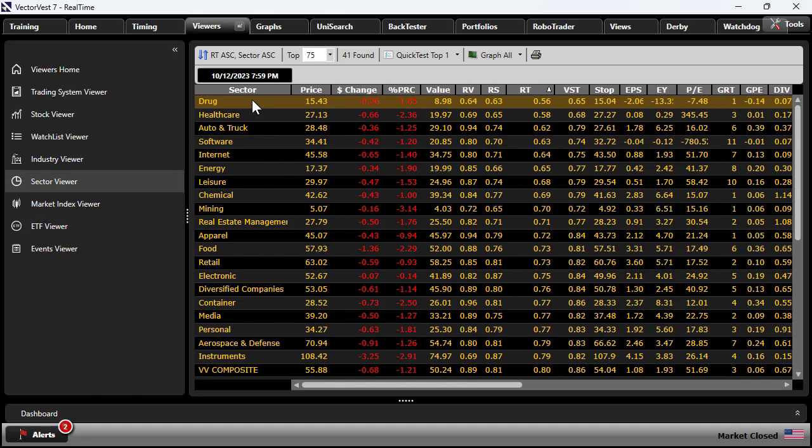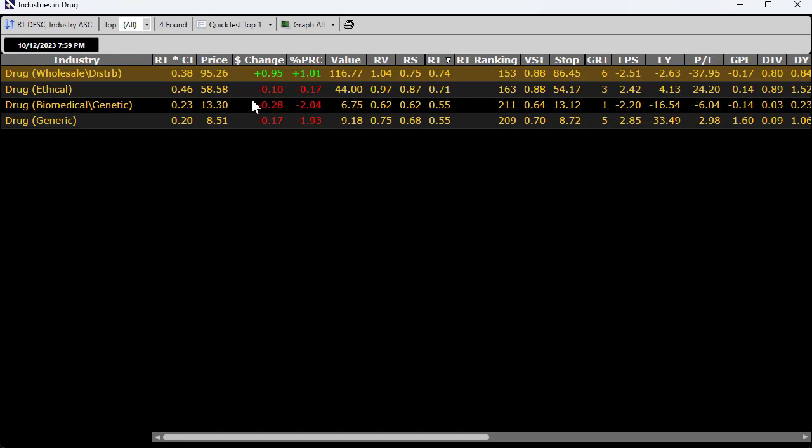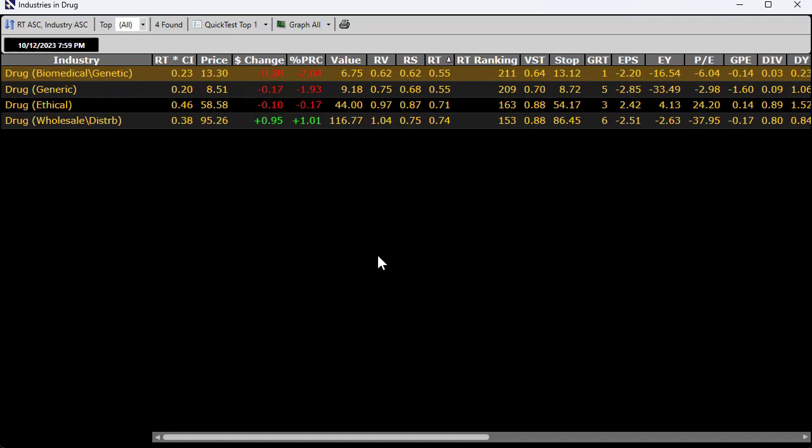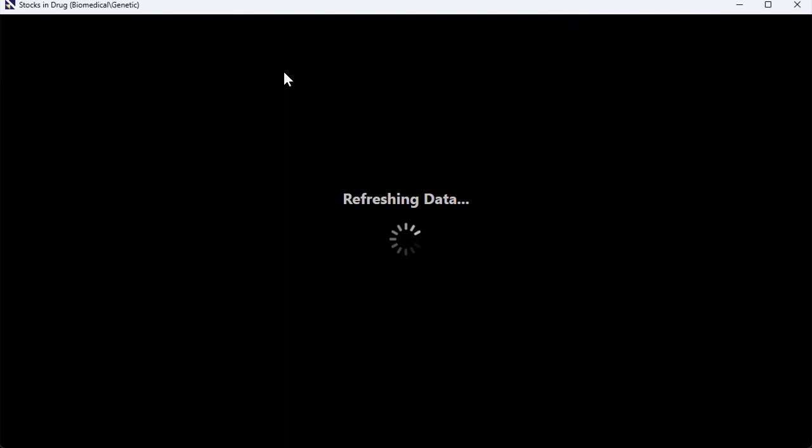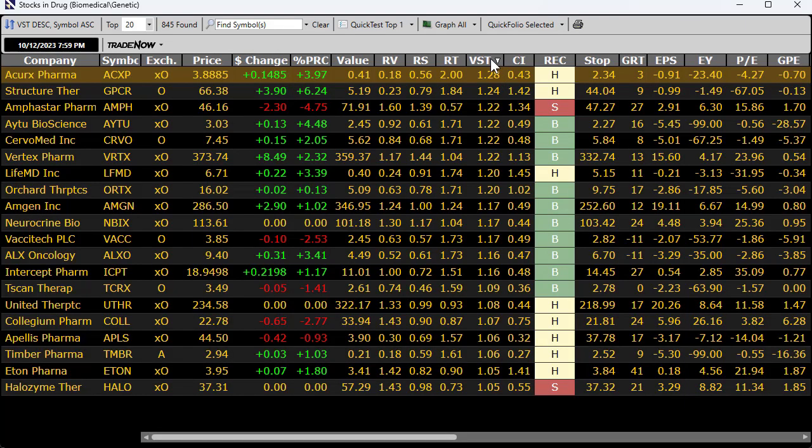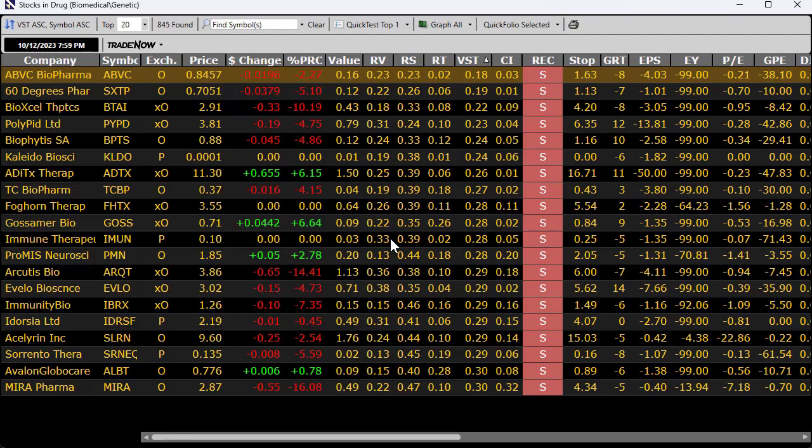So if I want to drill down, I double click on the drug sector. You got wholesale distribution, you got ethical, biomeds, generic. Flip this list over, and the drug biomedical genetic industry group, rather poor, right? $13 price average, $7 value, poor fundamentals, falling in price. Out of 222 industries, this ranks 211. Double click there. Resort the list by VST ascending.